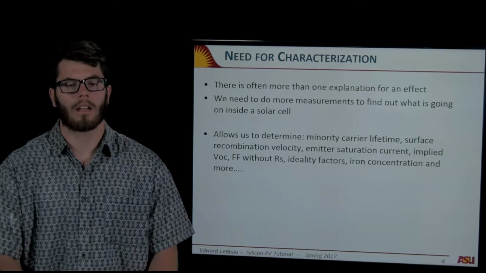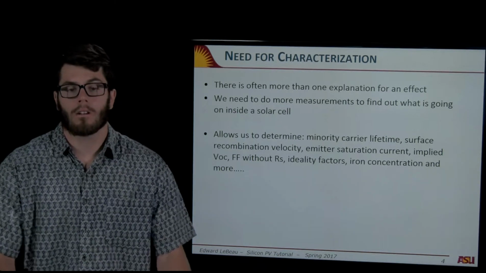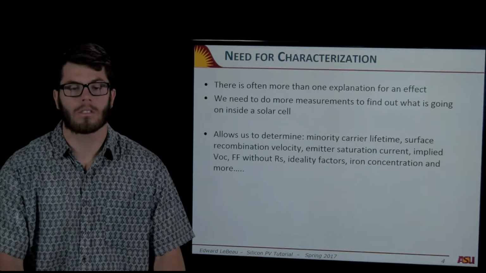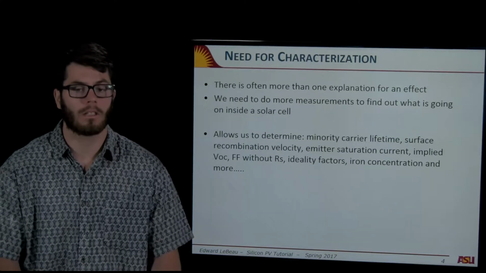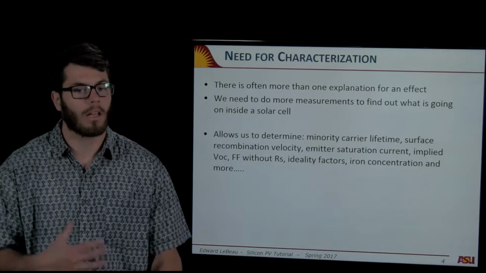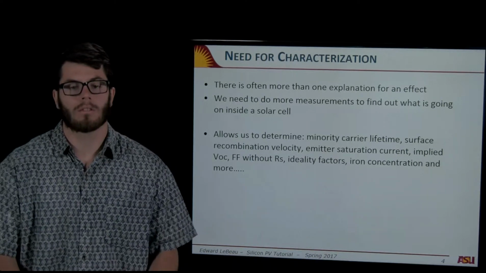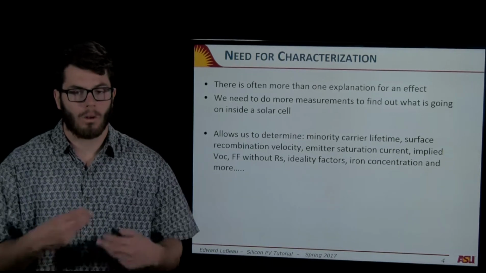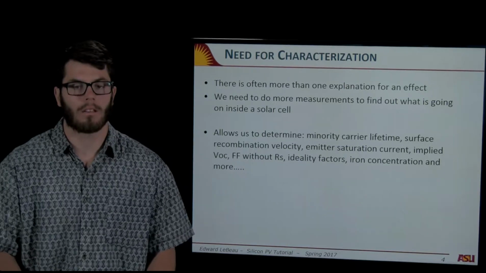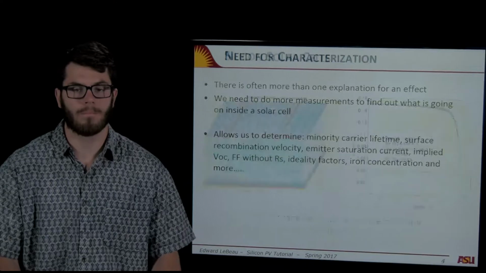At the end of a well-characterized cell, we want to know the minority carrier lifetime, surface recombination velocity, saturation current, implied VOC, the fill factor, and then the fill factor without the series resistance, ideality factors, iron concentration, and many other things like diffusion density, doping density, tons of information we want to have. And that's so that we know what's going wrong, what's going well, and how do we improve. And that's the big thing, is you'd hope we'd be improving our process as time goes on.